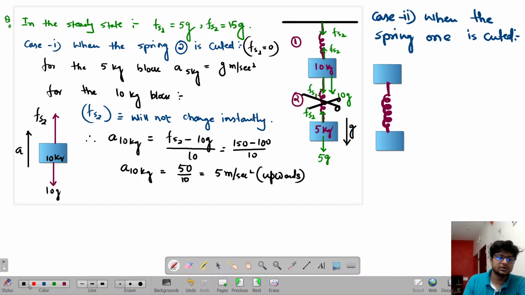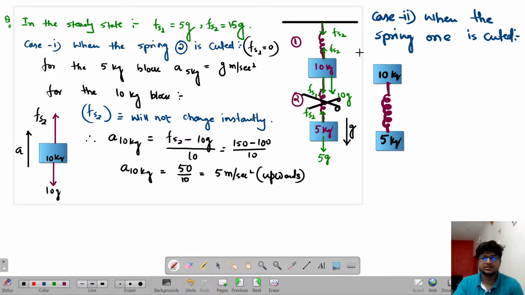When we cut the spring 1, is there any answer? No answer. Correct? Now this is what you are saying. Look over it. See, when the spring 1 is cut, what will happen?